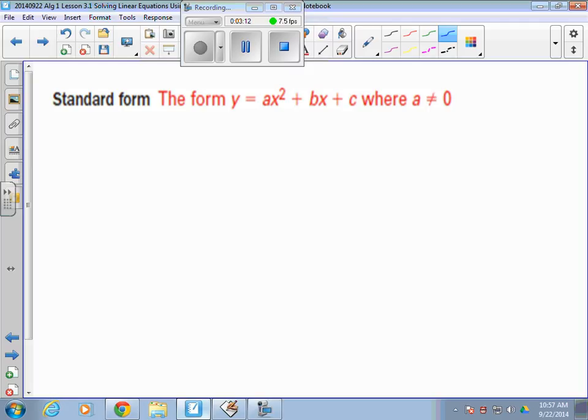Standard form is what I've been saying for the last couple minutes: ax squared plus bx plus c. That is called standard form. Standard form of a linear equation, if you remember, was ax plus by equals c. That was a linear equation. Notice that's all x to the first power and y to the first power. Now we're dealing with x squared. Now we're dealing with a quadratic equation.